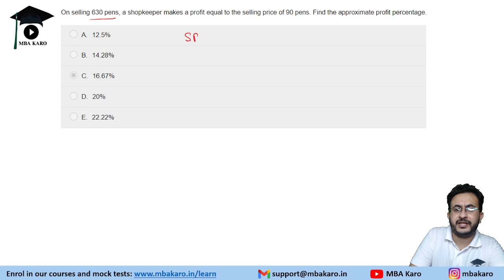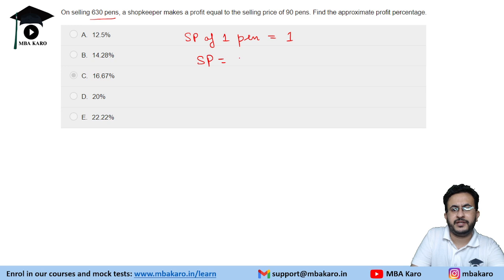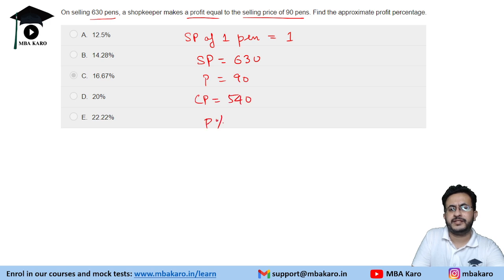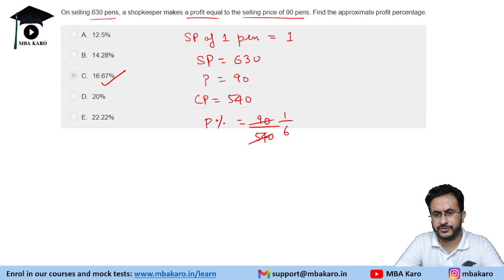So let us say selling price of 1 pen is rupees 1. So selling price of 630 pens is 630. Profit is equal to selling price of 90 pens, that is 90 rupees. So cost price will be 540. Profit percentage is 90 by 540, which is 1 by 6. 1 by 6 is 16.67%. So simple conceptual questions on profit and loss.